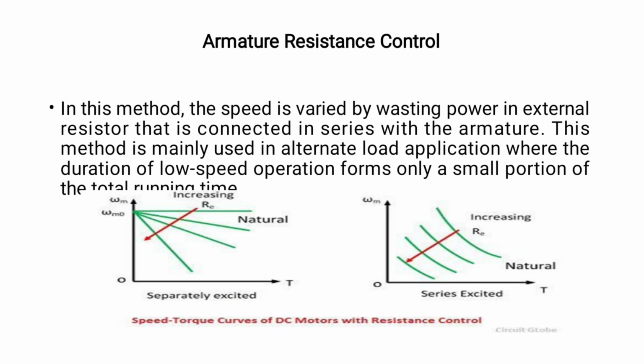Armature resistance control. In this method, the speed is varied by wasting power in an external resistor that is connected in series with the armature. This method is mainly used in intermittent load applications where the duration of the low speed operation forms only a small portion of the total running time.